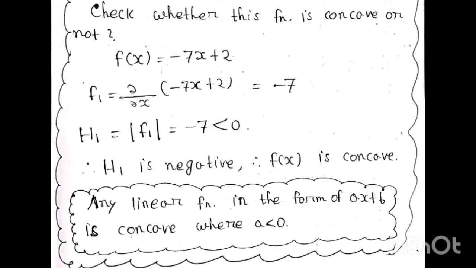Now we will try to find out whether this function is concave or not. This function is given as minus 7x plus 2. We have found out the f1 again, that is equal to minus 7. So obviously the Hessian determinant or H1 is minus 7, that is negative. So if H1 is negative, the function of x is concave. Now we can say from here that any linear function that is in the form of ax plus b is concave where a is less than 0 or a is negative. A is minus 7 here, which is negative, that's why the function is concave.